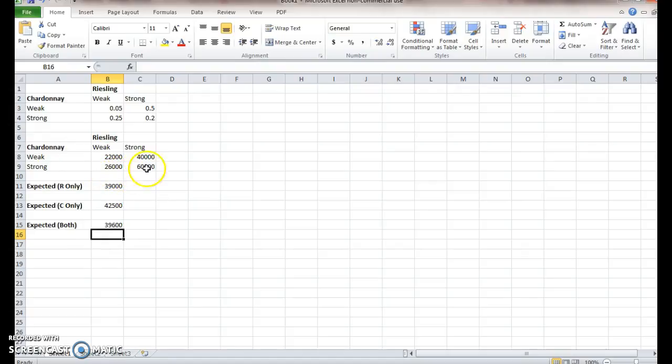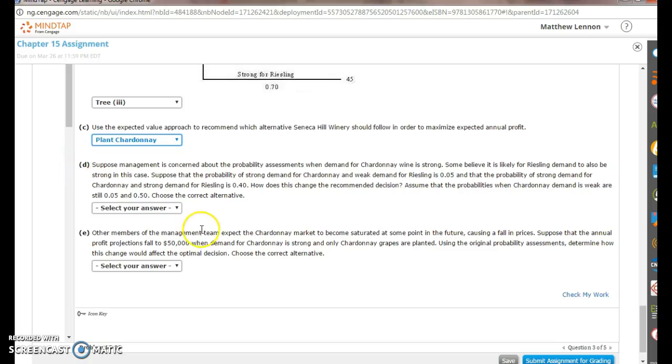And then in the very last question, they are updating the revenue projections based on someone else's idea for the revenue. So they say, suppose the annual profit projections fall to 50,000 when you have Chardonnay being strong and only Chardonnay is being planted. So actually that's not the two-way recommendation, that's changing the formula for Chardonnay only, because the original Chardonnay only revenue projection in the strong market was 70,000, so you're changing that to 50,000. And you just need to update those.